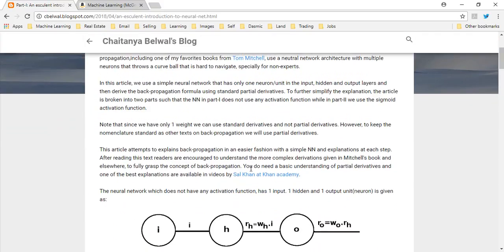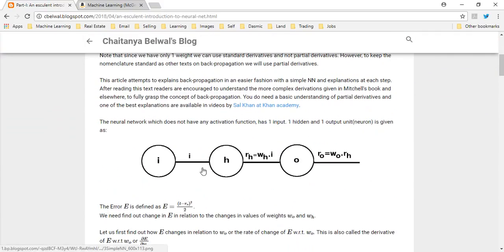The neural network that we are going to use in this blog article is explained here. I have a single input neuron, one hidden layer, and one output layer, and both the hidden and output layers have a single neuron. The RH value gives the result from the hidden neuron, and the RO value gives the output of the output neuron, which will be the final output. RH is multiplied by the weight of the output neuron, and WH represents the weight of the hidden neuron, and similarly WO represents the weight of the output neuron.